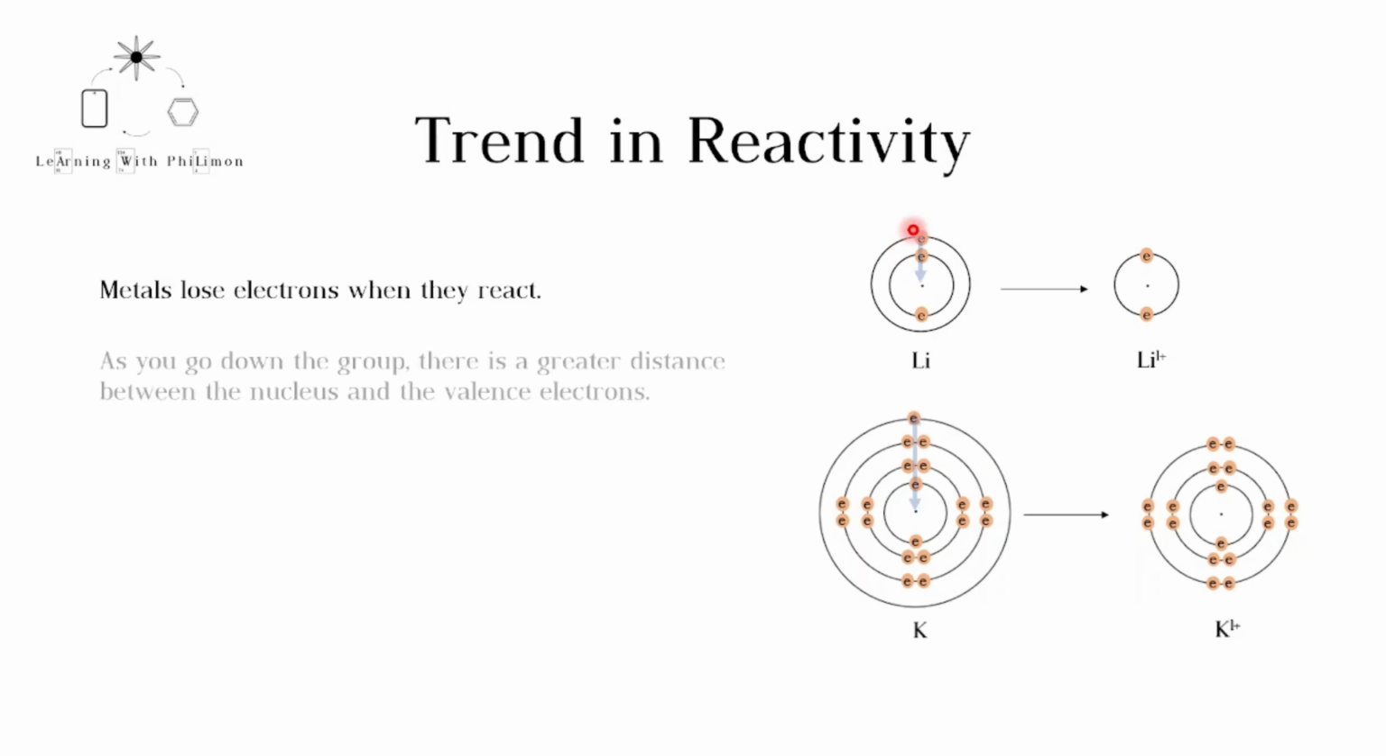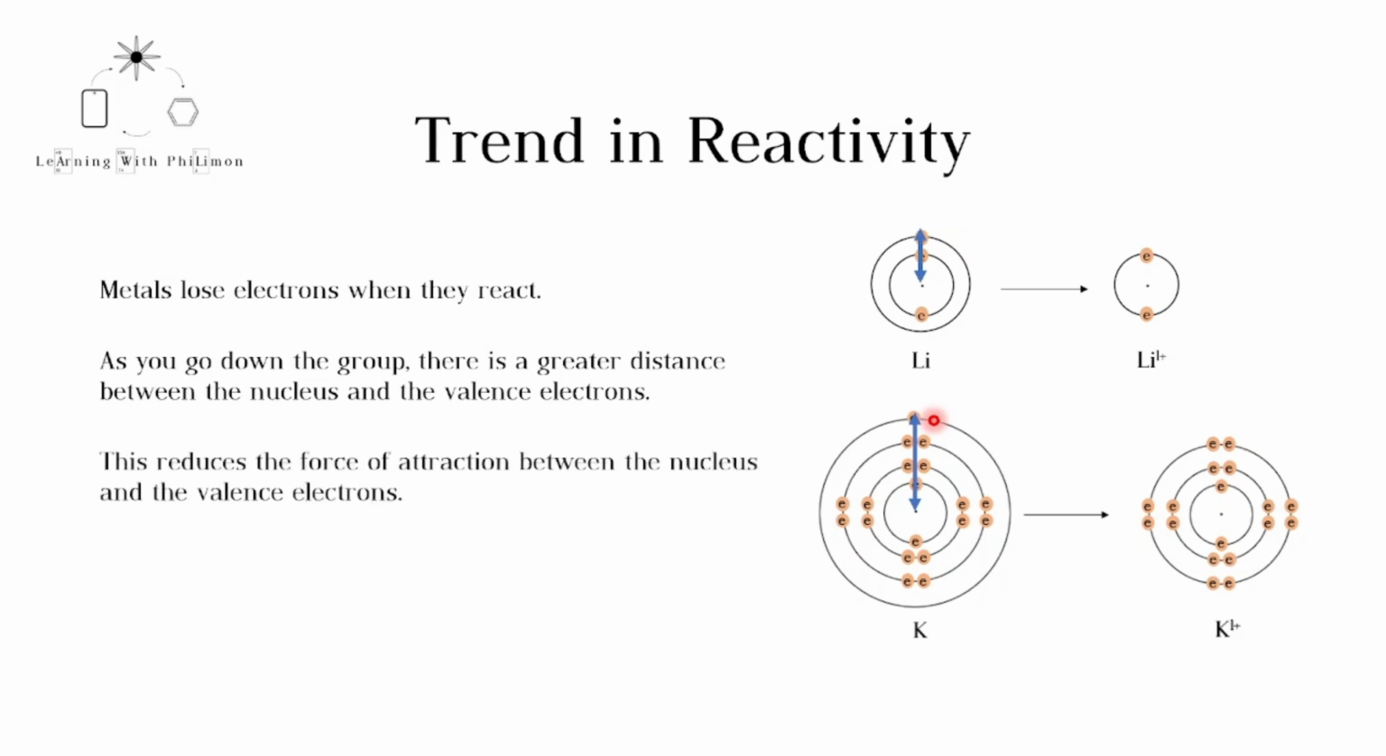As you go further down the group, the atoms have more electrons and therefore there are more shells filled. This increases the distance between the nucleus and the valence electrons. The greater this distance, the weaker the electrostatic force of attraction. As a result, it is easier for an electron to leave the atom. For this reason, potassium loses its electron more easily than lithium.